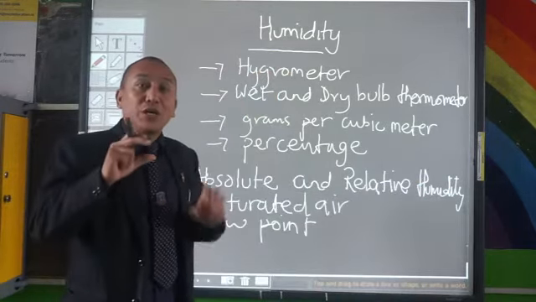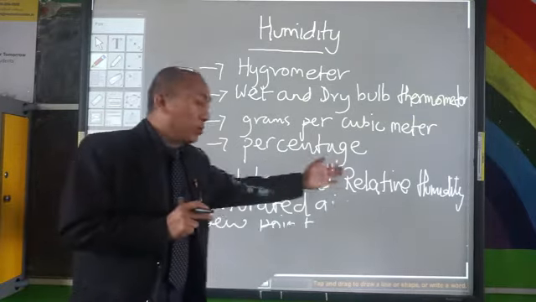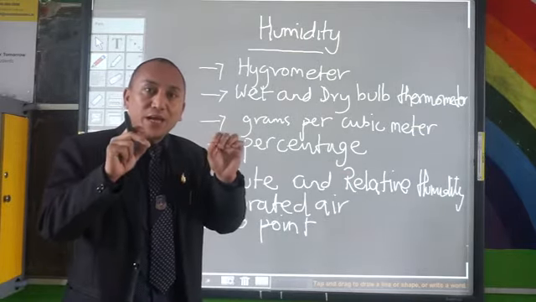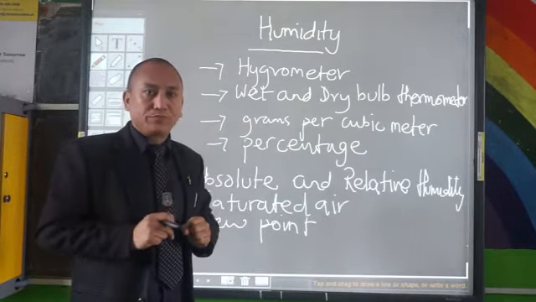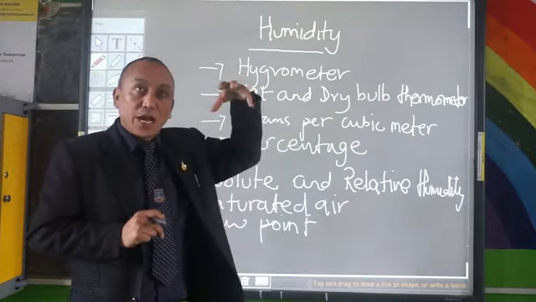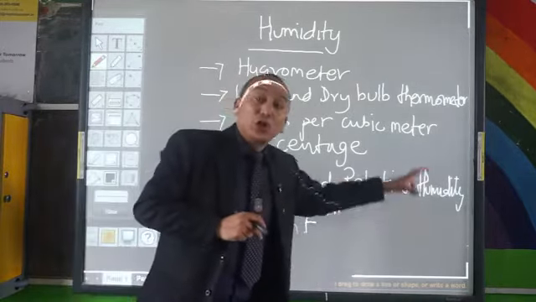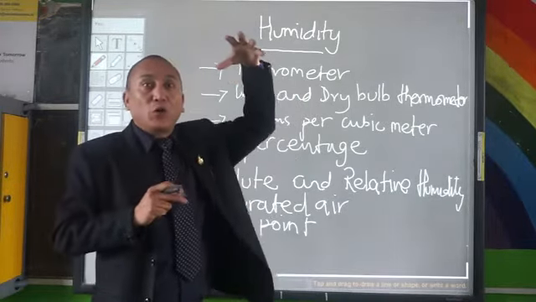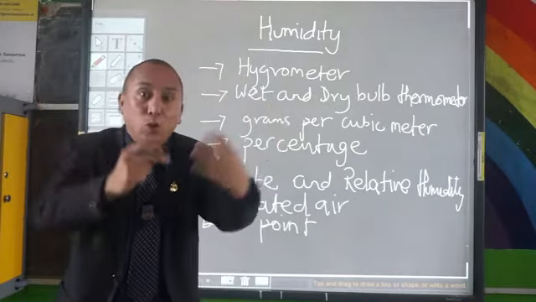Relative humidity is the difference between the amount of water vapor present in the air and the actual amount of water vapor the air can hold at that temperature. The difference between how much water is there in the sky and how much water in total the sky can hold, that is called the relative humidity.